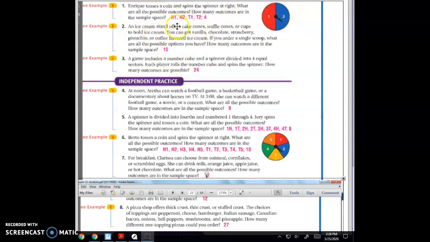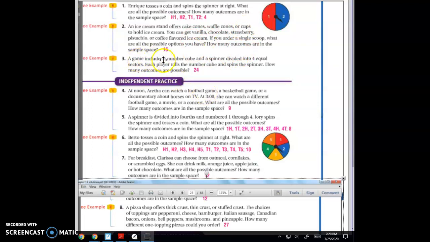All right, next one, they're offering ice cream cones. There are 1, 2, 3 different kinds of holders, and they have 1, 2, 3, 4, 5 different flavors of ice cream. 3 times 5 is 15. It says how many outcomes are there, and what are all the possible options you can have. Well, you can have cake cone with vanilla, cake cone with chocolate, cake cone with strawberry, cake cone pistachio, cake cone coffee, waffle cone vanilla, waffle cone chocolate, waffle cone strawberry, waffle cone pistachio, waffle cone coffee, or just a cup vanilla, cup chocolate, cup strawberry, cup pistachio, cup coffee, and you can abbreviate those lists.